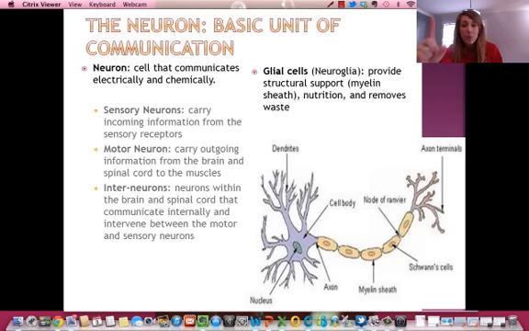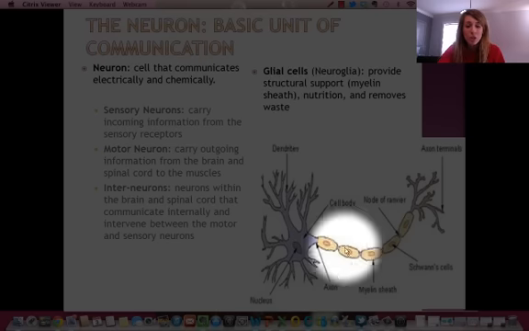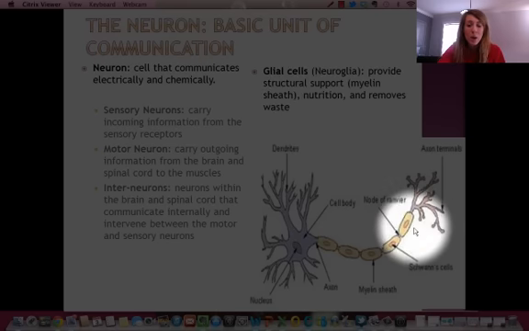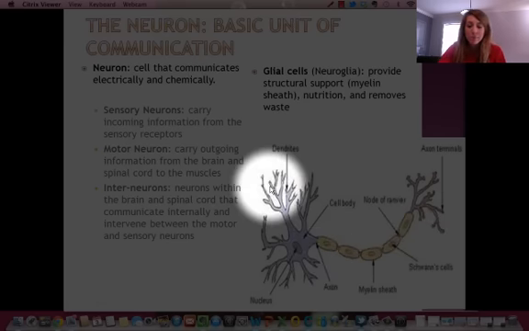One more type of neuron I want to introduce to you today is called the glial cell, okay? It's right over here. The glial cell provides structure and support for the actual neuron. Basically, it creates the myelin sheath, which I'll talk about in a little bit, and removes waste, those kinds of things. The myelin sheath is this little yellow thing here that looks like little hot dogs all strung together, and it actually protects the neuron.